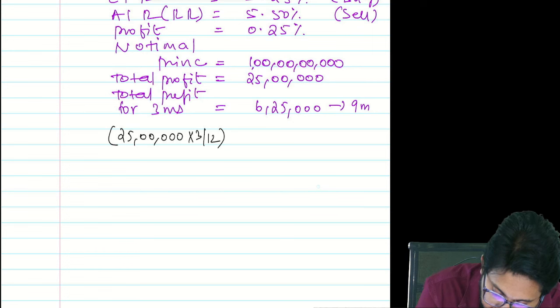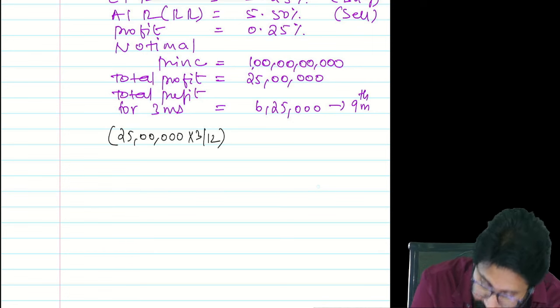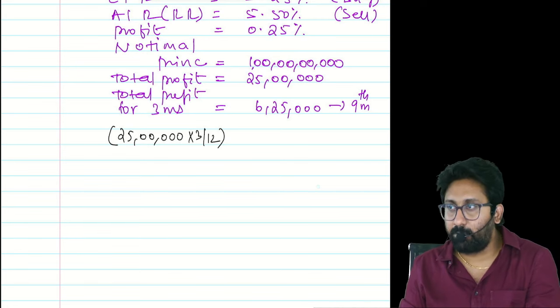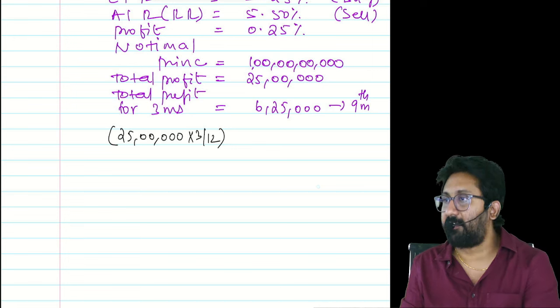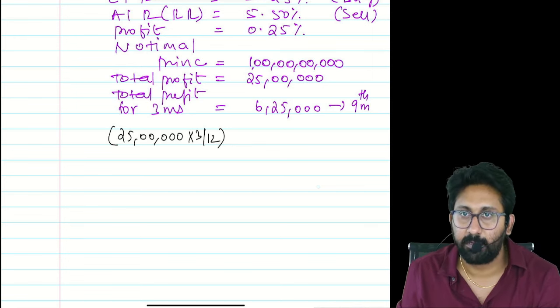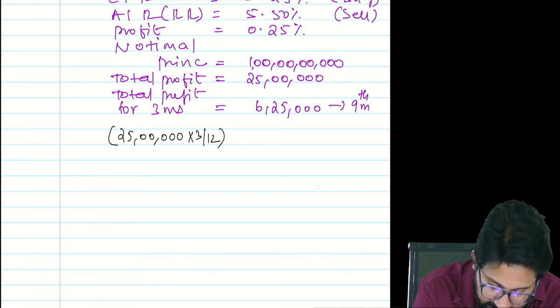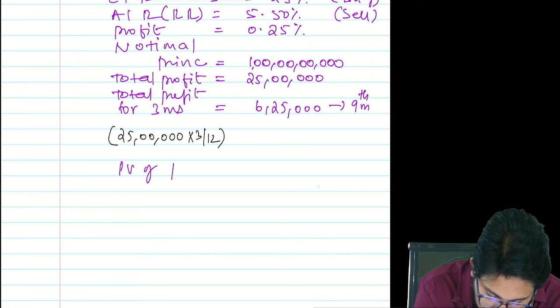In the 9th month, you will receive the payment. That means you will receive the payment after 9 months, but you know this after 6 months. Listening or not? So we need to discount by how many months again? 3 months. Write down present value of profit.